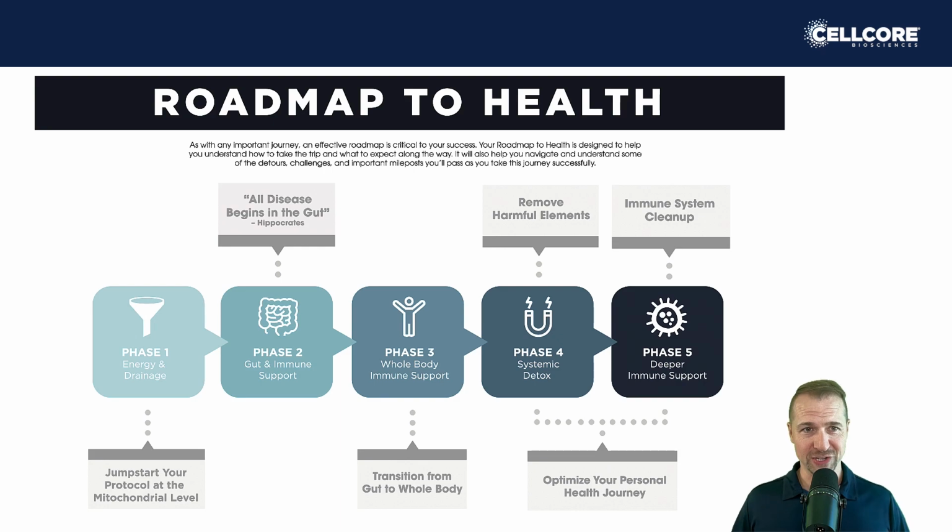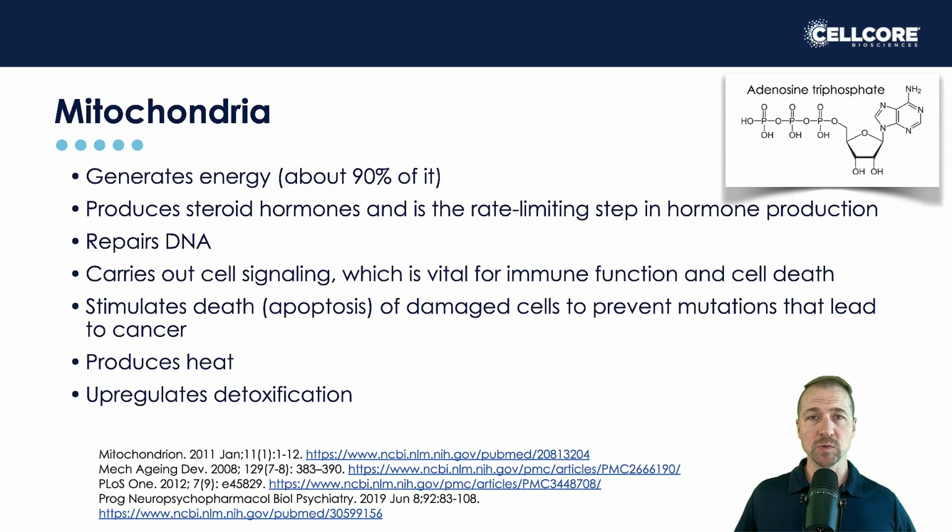Now, talked about the roadmap to health. In a reminder, we have the 5 different phases, which can be broken up into the first four steps, if you want to call them that as well. But the first step or first phase is energy and drainage. Energy is referring to mitochondria, the mitochondrial health. They generate most of the energy within the body. So if you see that image right above me, the chemical formula, adenosine triphosphate, otherwise known as ATP. This is the energy currency of the body.